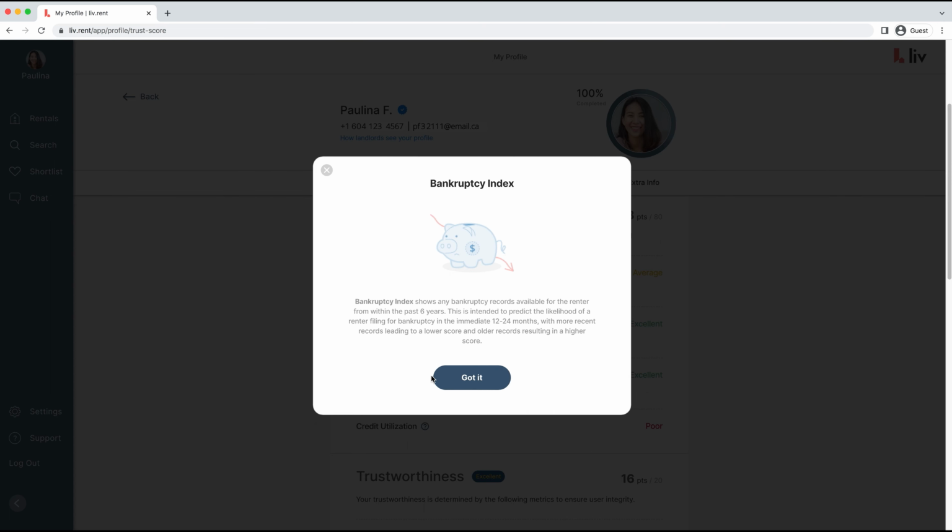Next, we have the Bankruptcy Index. This essentially shows landlords how likely you are to declare bankruptcy based on any red flags that appear on your credit check, such as multiple credit card applications and increased line of credit use.